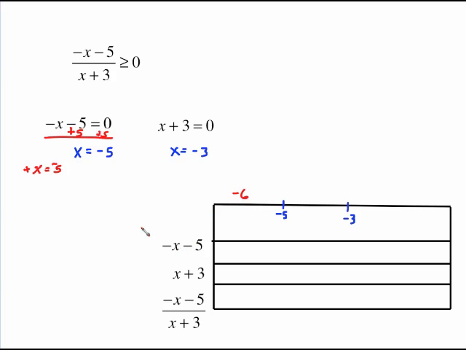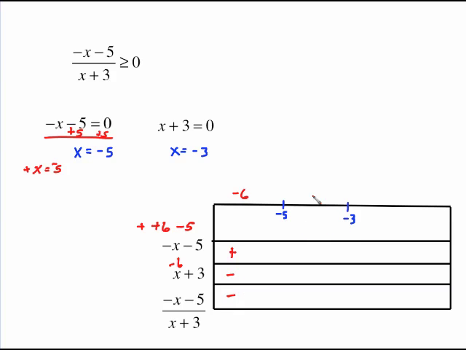Be careful right here. This is negative of negative 6 and then minus 5. Two negatives in a row make this a positive. 6 minus 5 is a positive 1. Put a negative 6 right here. Negative 6 plus 3 is negative 3. A positive divided by a negative is a negative.